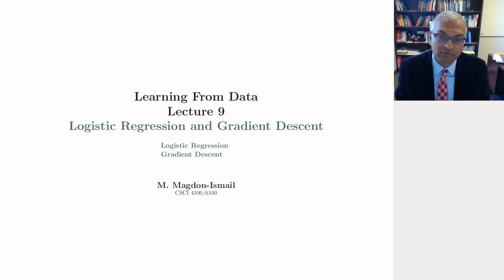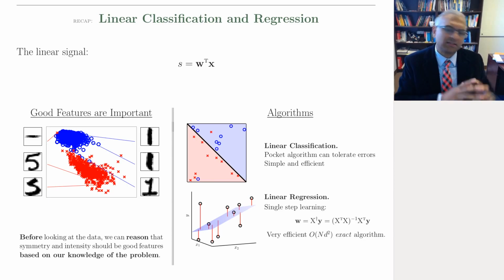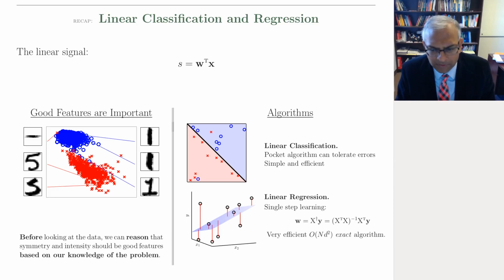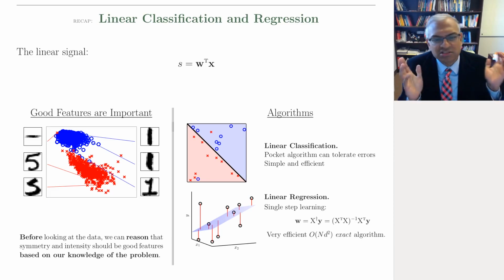Okay, quick recap from last time. We talked about the linear signal W transpose X and how it can be used to solve different kinds of problems. Classification, regression, logistic regression, which is the focus of today. Now, this lecture followed an entire theory on how we maintain this link from E in to E out. Basically, you need to learn with a hypothesis set that has as small a VC dimension as you can get away with. And linear models are ideal for that. The linear perceptron VC dimension is just D plus 1.